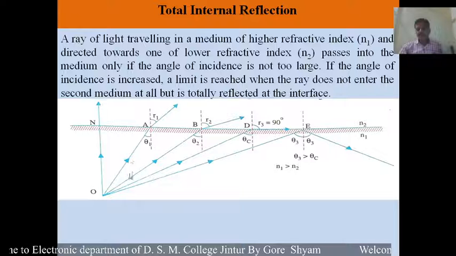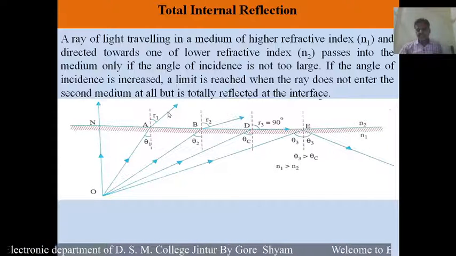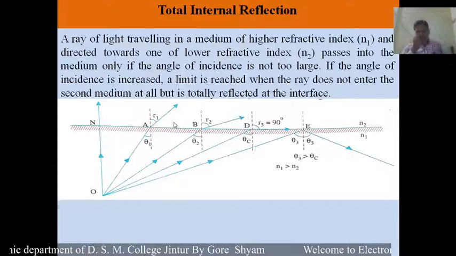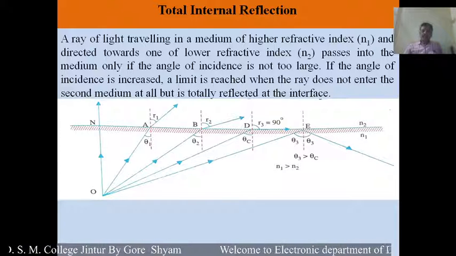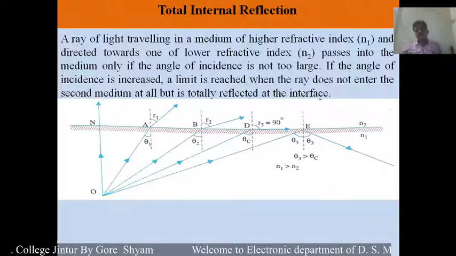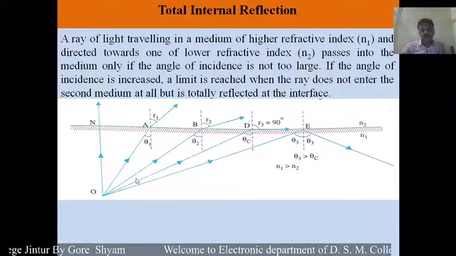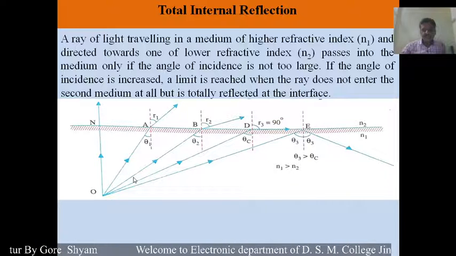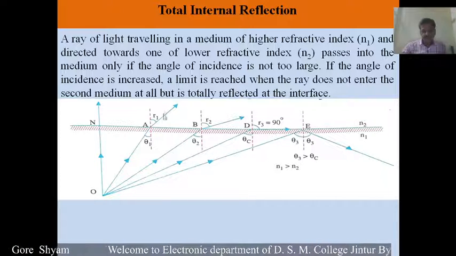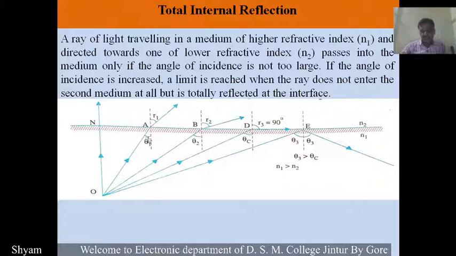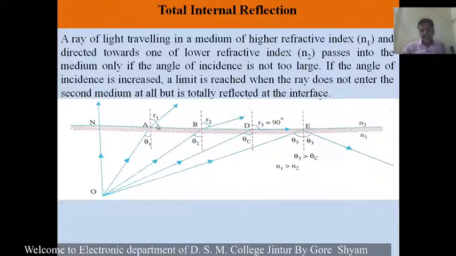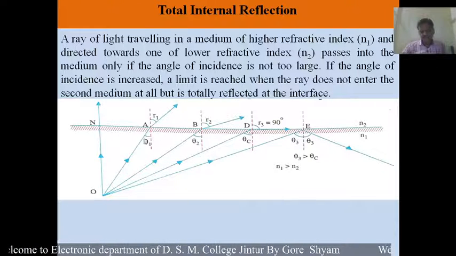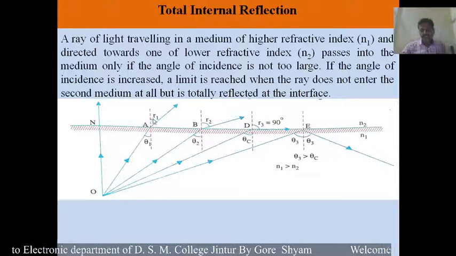Remember, here this is the denser medium and this is the rare medium. When the light is traveling from the rare medium into the denser medium, the angle of incidence is greater than the angle of refraction. But here the light travels from the denser medium into the rare medium, and the opposite happens. This is the angle of incidence. Angle of incidence is less than angle of refraction. Therefore we can say that theta 1 is less than R1.